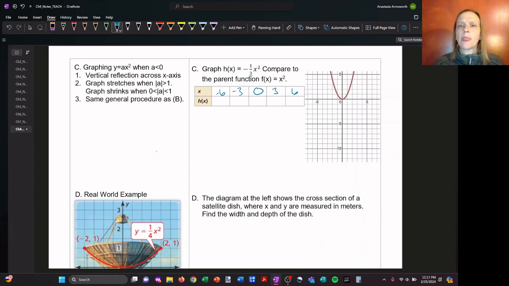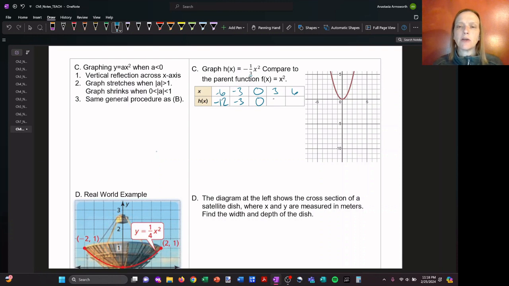Once again, when I input the number 0 into this function, I get an output of 0. But if I input -3 and I square that, that's 9. But then if I take -1/3 of 9, that gives me -3. And -6 squared is +36. And if I take -1/3 of positive 36, that gives me -12.